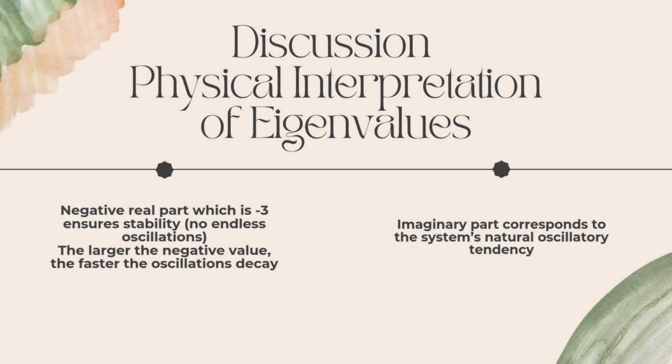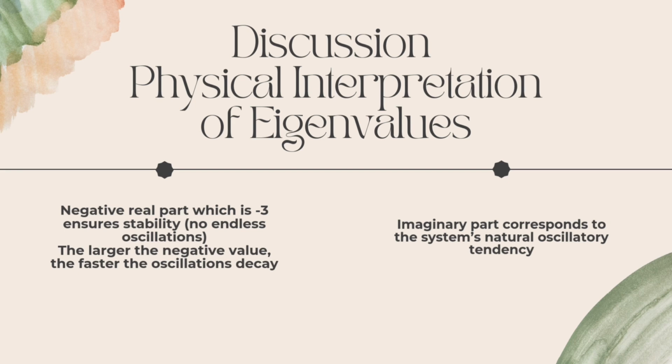Next is discussion about the physical interpretation of eigenvalues. The first one is the negative real part, which is negative 3, ensures stability, no endless oscillation. The larger the negative value, the faster the oscillation decays. So negative 3 represents the energy dissipation in the circuit caused by the resistor.